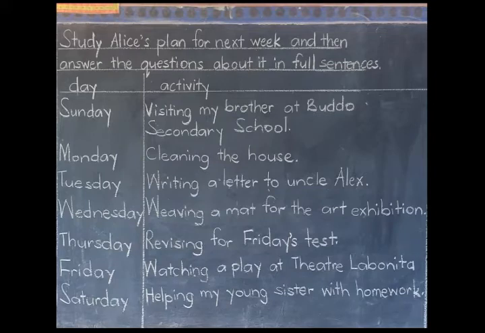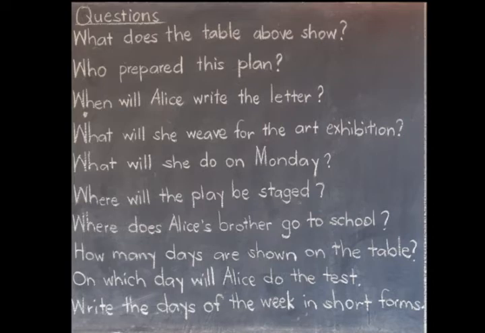Having studied the activities, we now go through the questions and we see how to go about them. Question number 1. What does the table above show? Number 2. Who prepared this plan? Number 3. When will Alice write the letter? Number 4. What will she weave for the art exhibition? Number 5. What will she do on Monday? Number 6. Where will the play be staged?